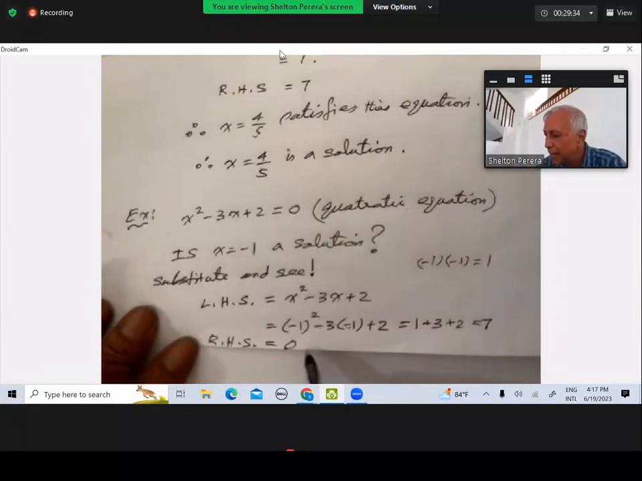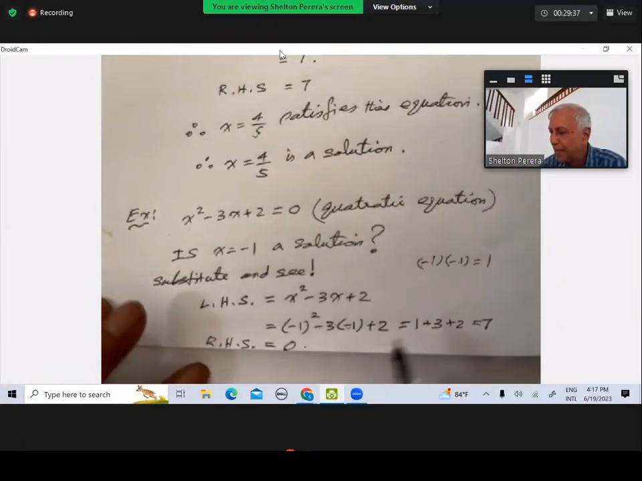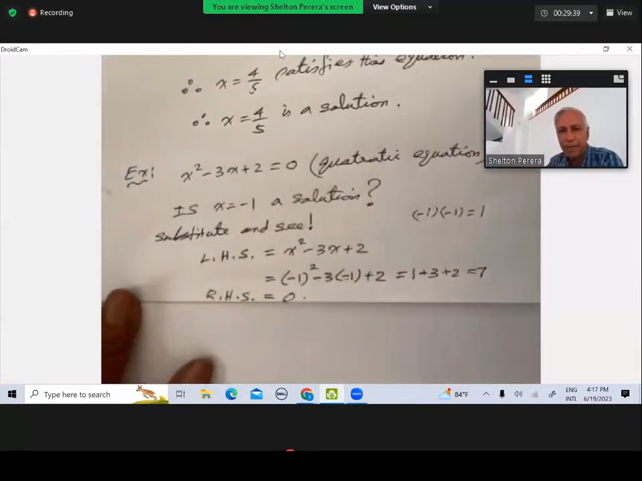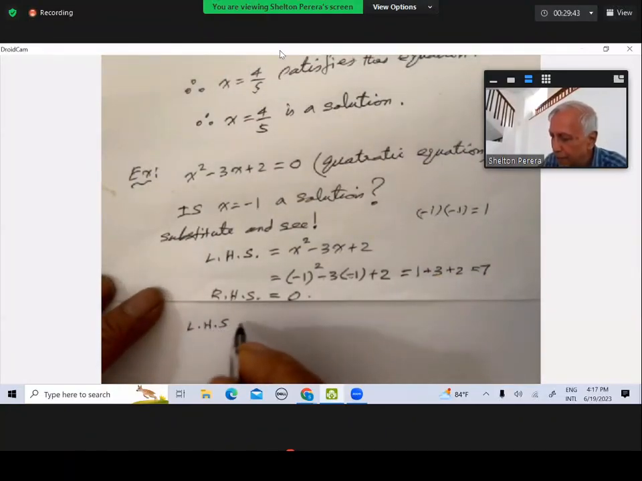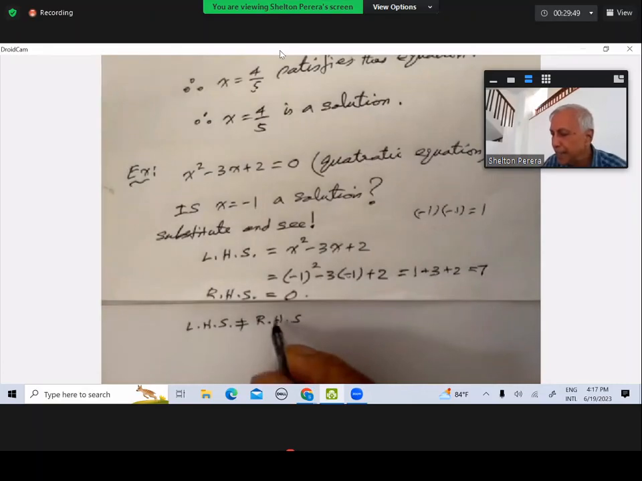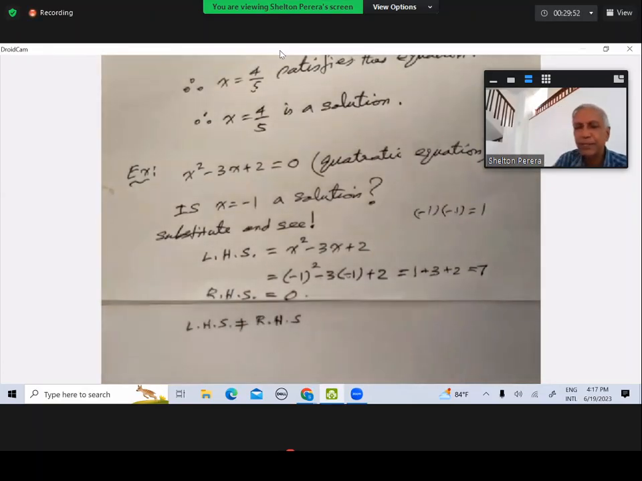Meaning, something like this happens. Let me write it here. Left hand side, when you substitute, is not equal to the right hand side. Meaning, it doesn't satisfy. x equals minus 1 doesn't satisfy the equation.